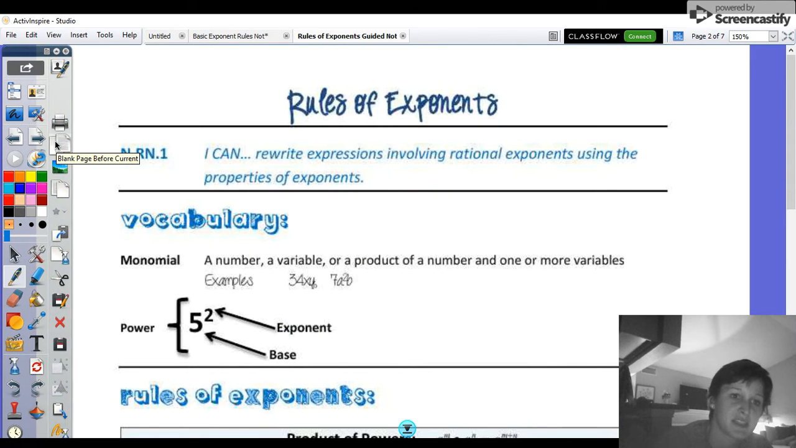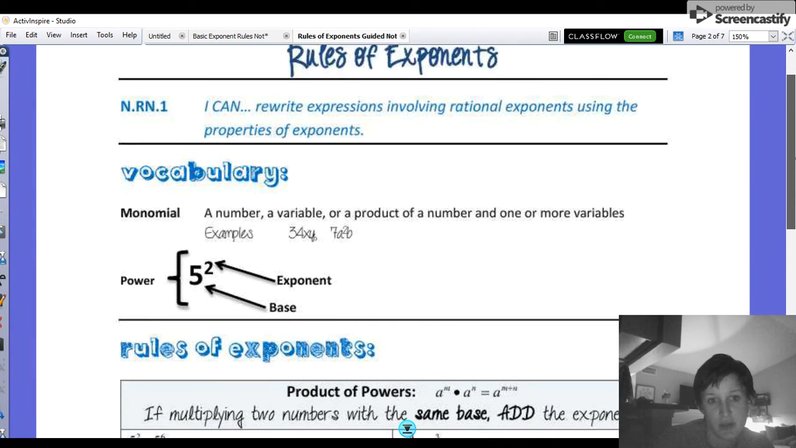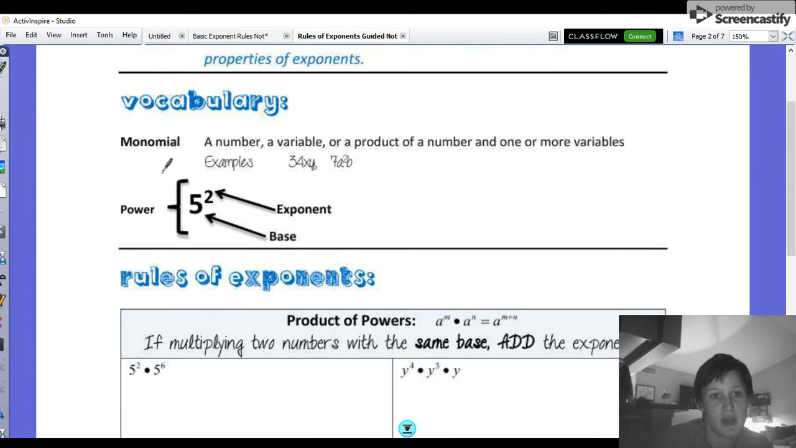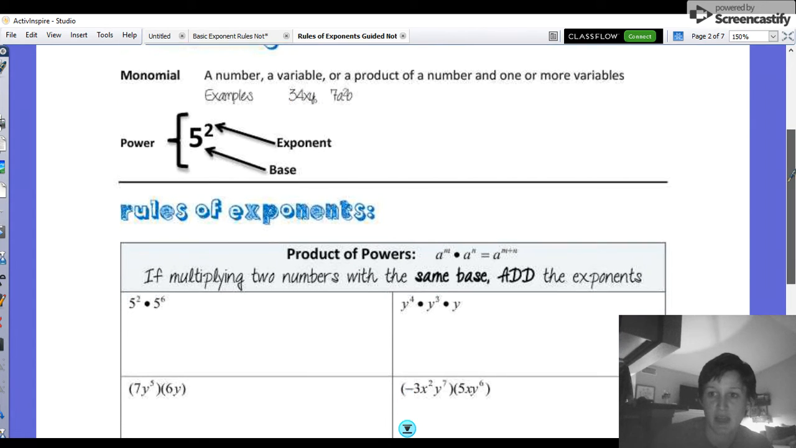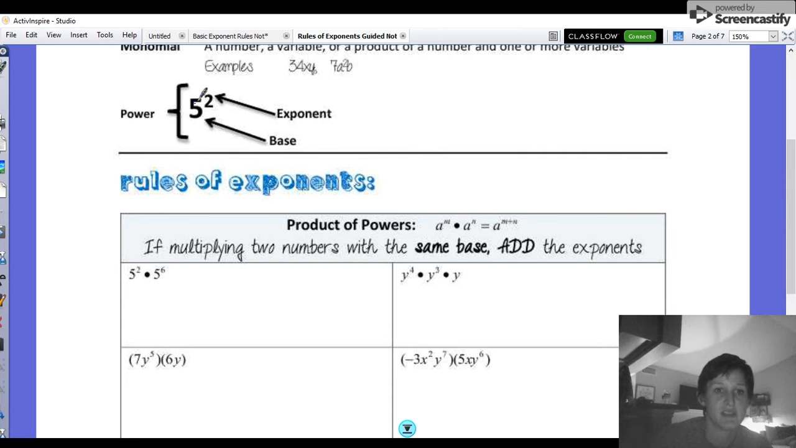This is more practice of the rules that we talked about in the last video. So here's some vocabulary. Monomial, which we will get into in our next section, is just talking about a number, a variable, or a product of a number and one or more variables. So kind of like an expression right here. And then a base, hopefully you already know, is the big part. And the exponent is the one that's telling us how many times to multiply that base.